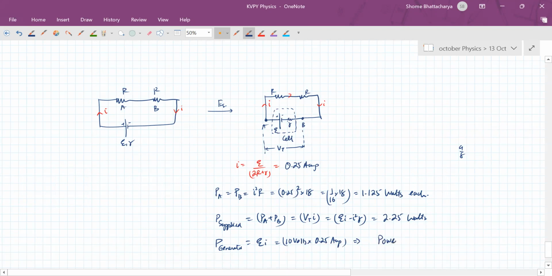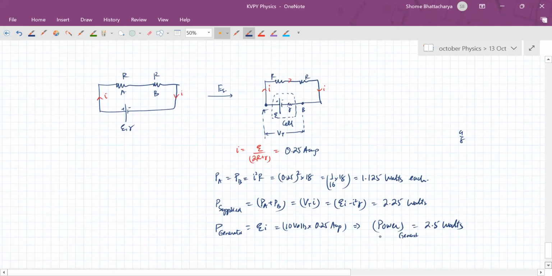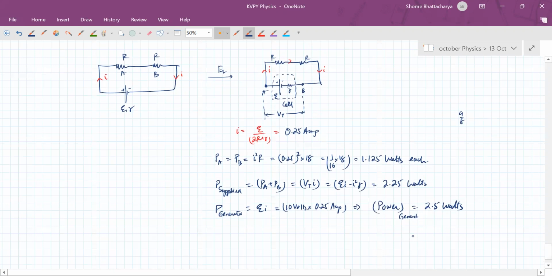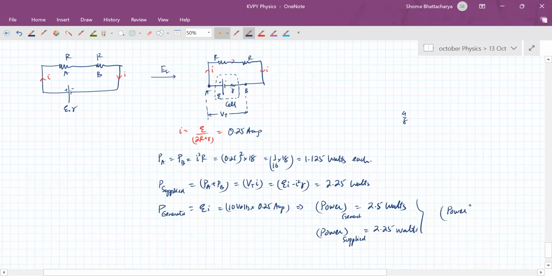So the power generated by the source is in fact 2.5 watts. But ultimately the power supplied is less than that because some of it is getting dissipated by the internal resistance. So this difference you can see is the power dissipated within the source or within the cell. So that's basically I square small r, which if you work out will come out to be 0.25 watts.